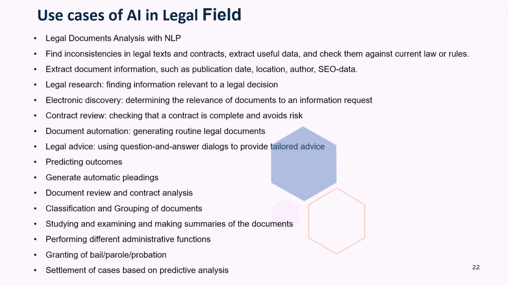You can have a quick look at this slide and understand what AI can do and what miracles it can do. It can predict outcomes, generate automatic pleadings, do document review, classify and group documents, perform different administrative functions, grant bail, parole, probation on the basis of a particular pleading, and settle cases based on predictive analysis, and so on and so forth. There are multifarious ways in which AI is working in the legal field.